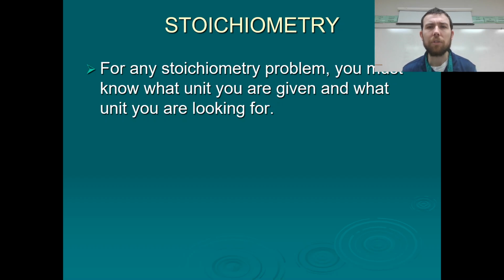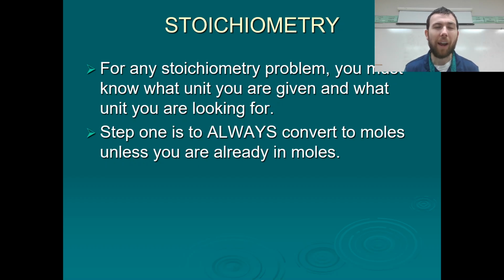In order to do any stoichiometry problem, yes, you need to know the unit that you're given and the unit that you're looking for, but you also need that balanced chemical equation. Without the balanced chemical equation, we won't be able to solve any stoichiometry problem, no matter how smart, no matter how many steps we have. Without that balanced equation, we won't be able to identify the mole ratios so that we can make those conversions between different substances. So just kind of step 0 is have the balanced equation.